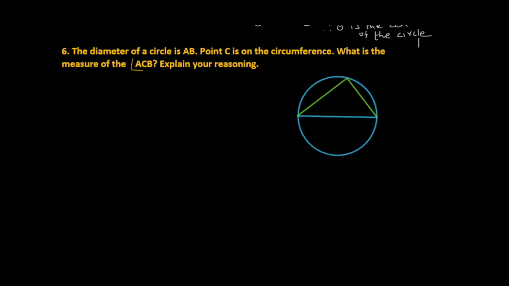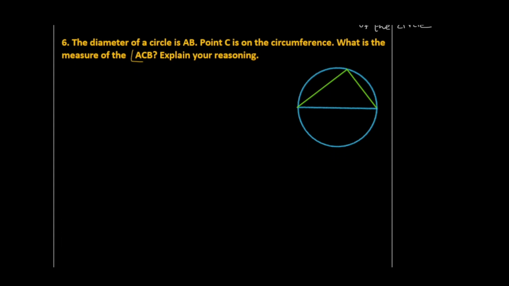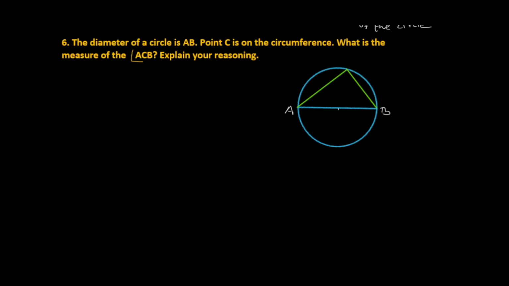Next question, the sixth. The diameter of the circle is AB, and C is on the circumference. What is the measure of angle ACB? So here AB is the diameter. O is the center of the circle. We know very well the angle at O for a diameter is 180 degrees. Now we are taking a point C on the circle. We have to find this angle.